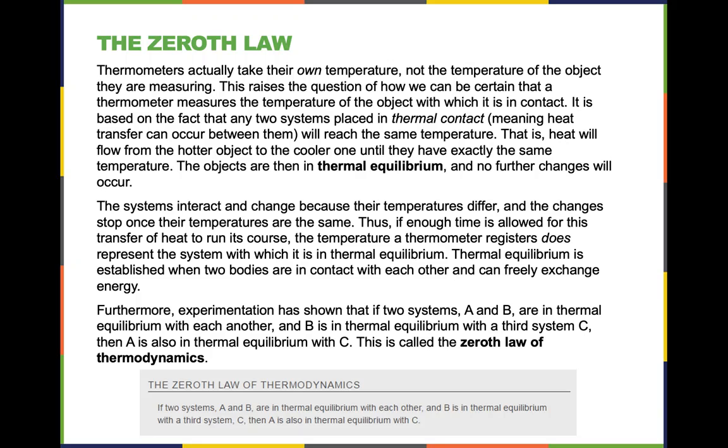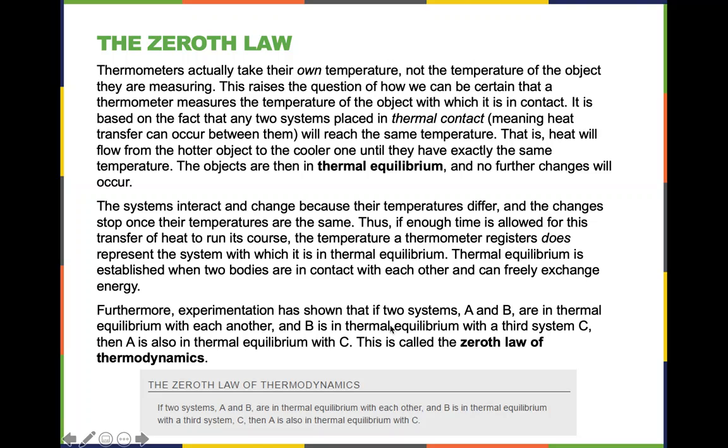Thermal equilibrium is established when two bodies are in contact with each other and can freely exchange energies. Furthermore, experimentation has shown that if two systems, A and B, are in thermal equilibrium with each other, and B is in thermal equilibrium with a third system, C, then A is also in thermal equilibrium with C. This is called the zeroth law of thermodynamics, and it's demonstrated here. It's basically what we just went over.